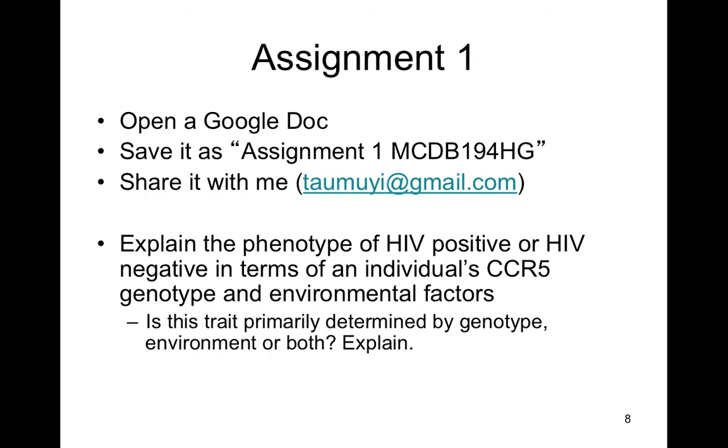To help you with this question, you might want to consider the following. For an individual with 2 wild-type copies of the CCR5 gene, what are the possible phenotypes? Does environment matter? For an individual with 2 mutant copies of the CCR5 gene, what are the possible phenotypes? Does environment matter in this case? Please turn in your answers before class on Tuesday.